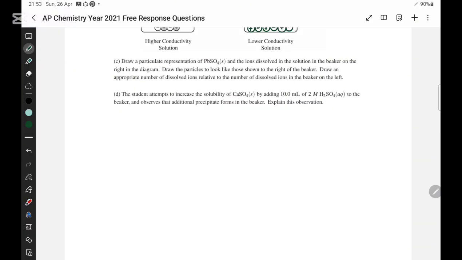The student attempts to increase the solubility of calcium sulfate by adding H2SO4 and observes that additional precipitate forms in the beaker.